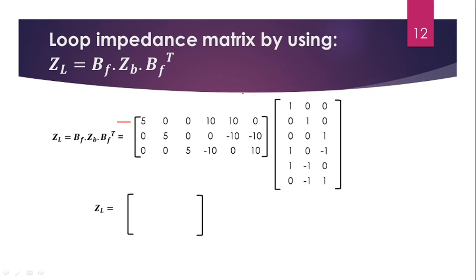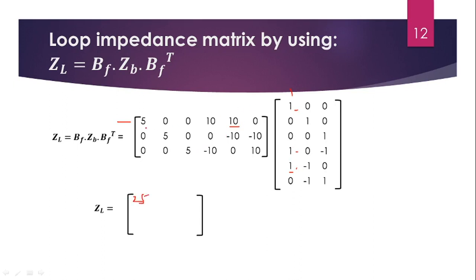First row elements multiply with the first column elements at respective positions and we add them. So 5 into 1 is 5, 0 into 0 is 0, plus 0 into 0 is 0, plus 10 into 1 is 10, plus 10 into 1 is 10, plus 0 into 0. So we have to add 5 plus 10 plus 10, so it becomes 25.